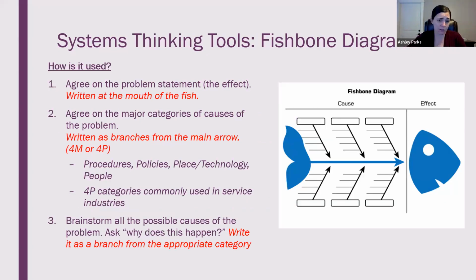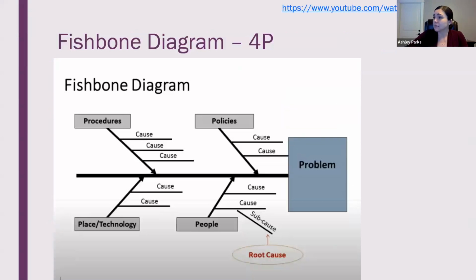This is a visual of that. We write the effect or the problem, the thing we're trying to solve, at the head of the fish. And then we design little bones, little structures. And we can use different labels for those structures, but quite often we use something called the 4 Ps. Procedures that could lead to a problem, policies that could lead to a problem, place issues that could lead to a problem, and people or behavioral issues that could lead to a problem. And this is an example of how that can look. It doesn't have any data in it yet, but we've got procedures, policies, places, people, problem.